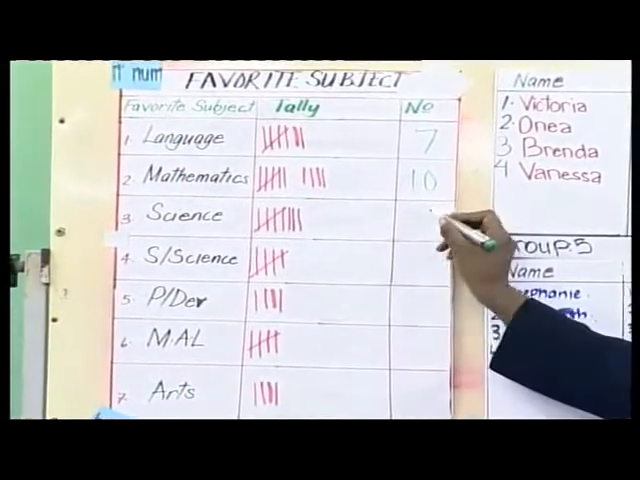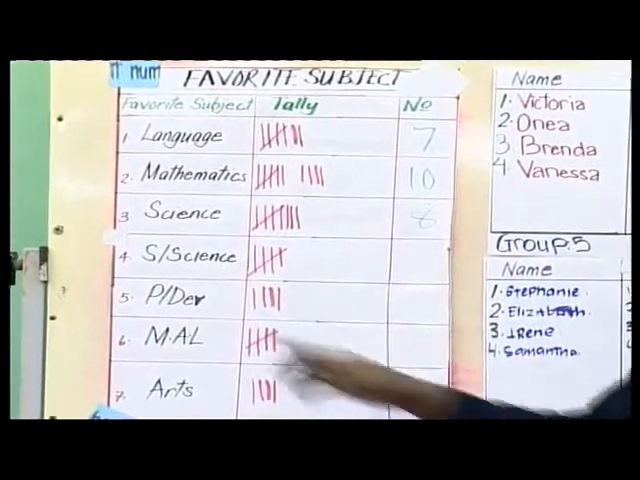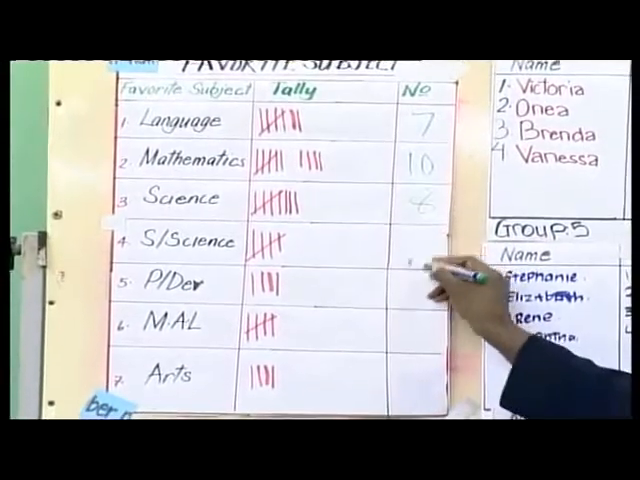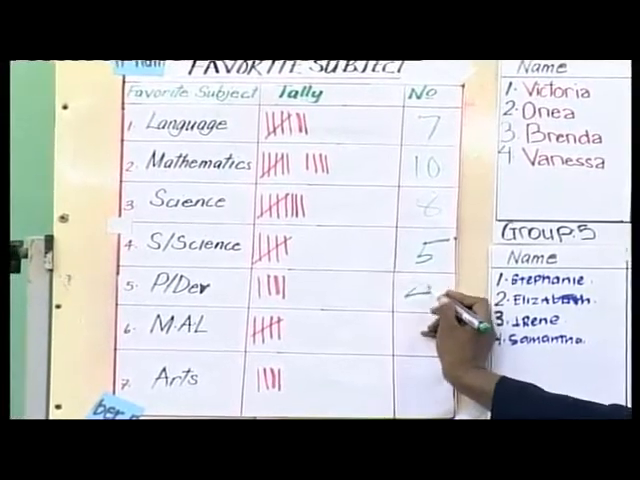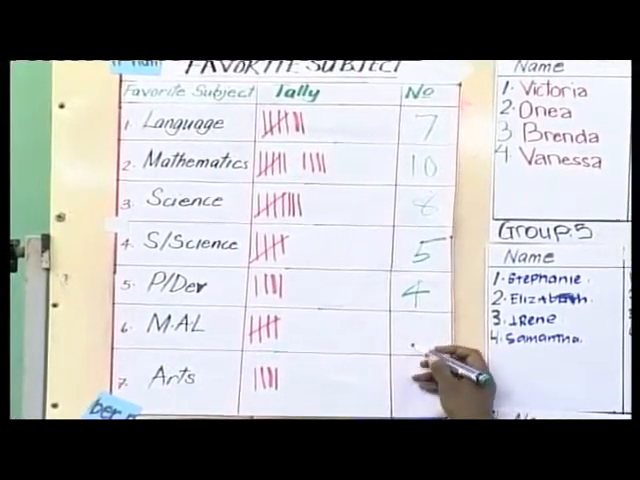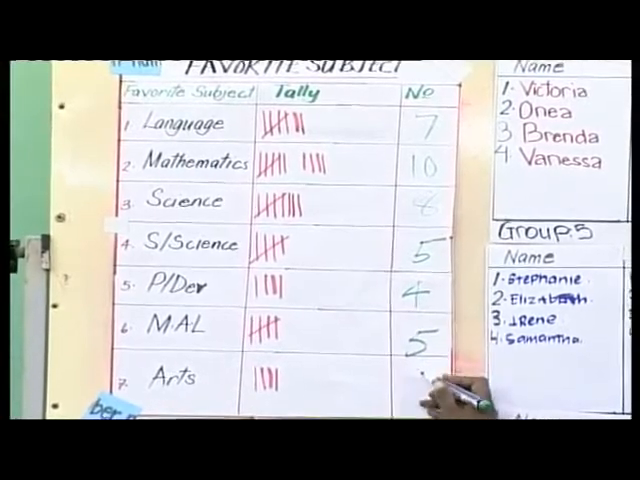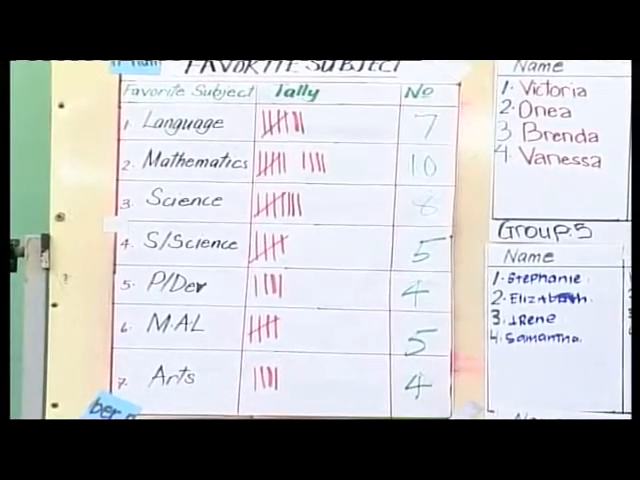1, 2, 3, 4, 5, 6, 7, 8. So here we have 8. Social science, we have 5. PD, we have 4. Mile, 5 and 4. Now we are going to confirm if we did everything correctly.